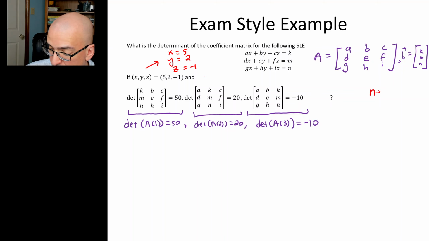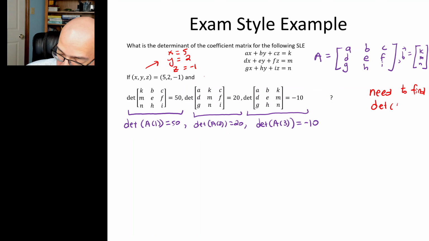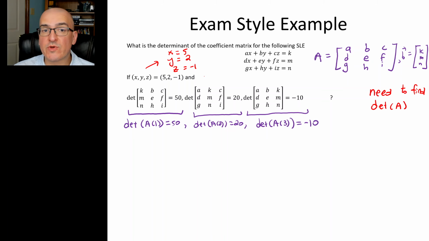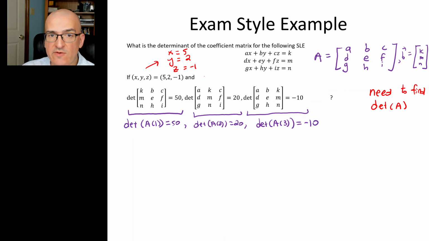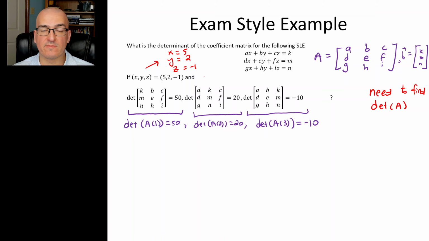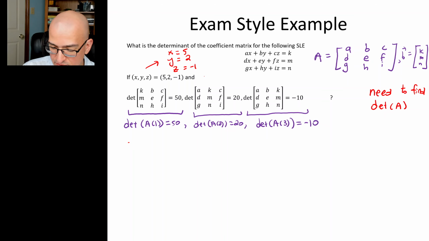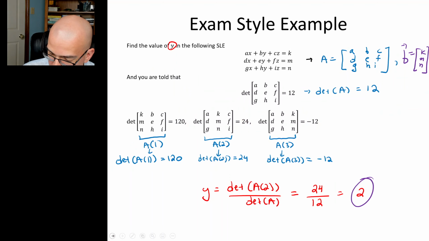We need to find determinant of A. How are we going to do this? Because we're used to saying that x equals the determinant of A1 divided by the determinant of A. We're not asked to find it for x, we were given x. We were given the determinant of A1 and we were not given the determinant of A. So what do we do? Well, I'm going to write down the formula again. Cramer's rule. Oh, and I should have written that down over here.